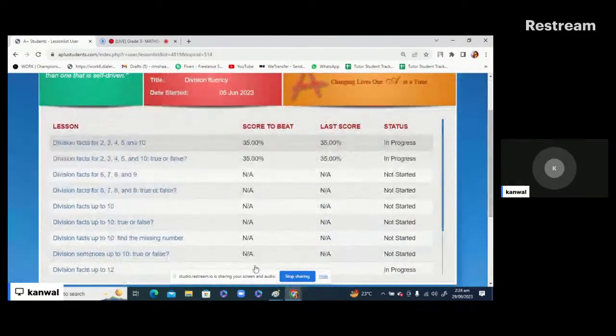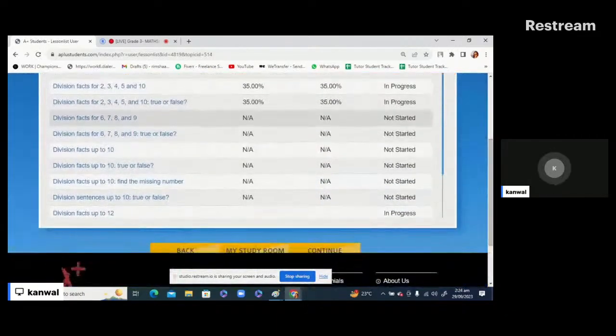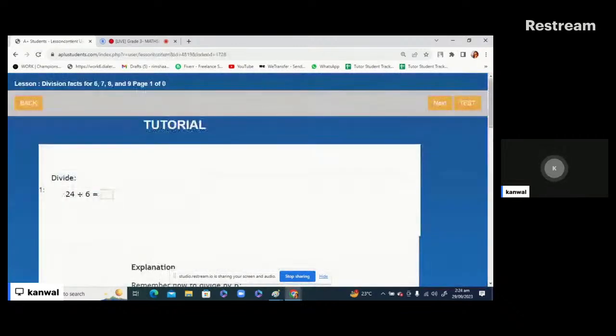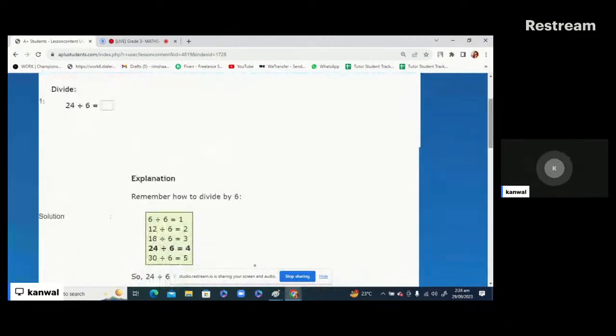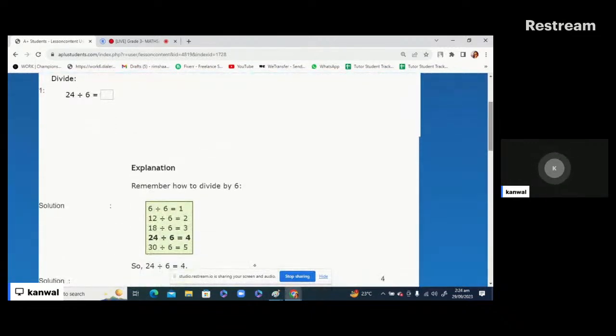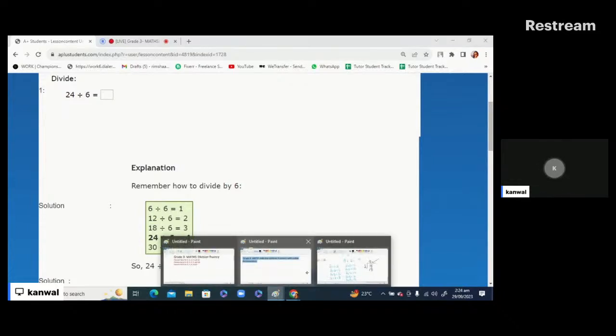Okay, now let's do the third lesson, that is division facts for 6, 7, 8, and 9. Now let's do it. Here is 24 divided by 6. So what's the answer when we divide 24 over 6? So let's just do it.